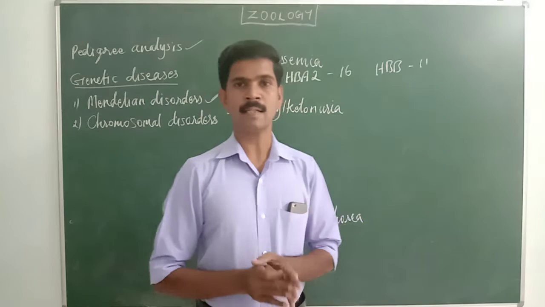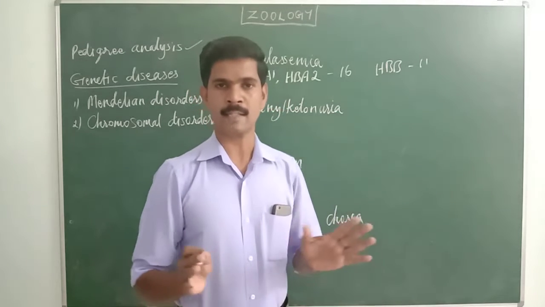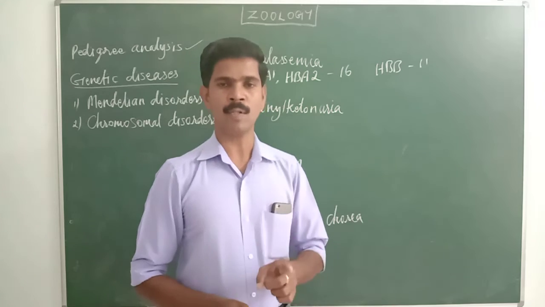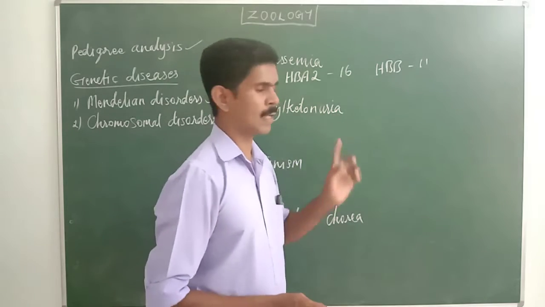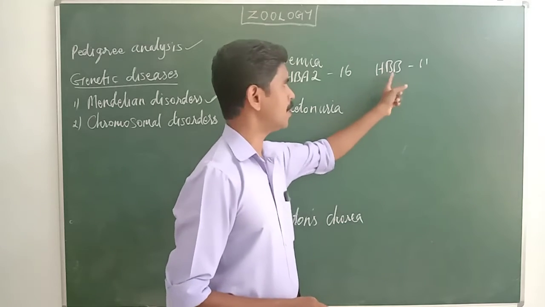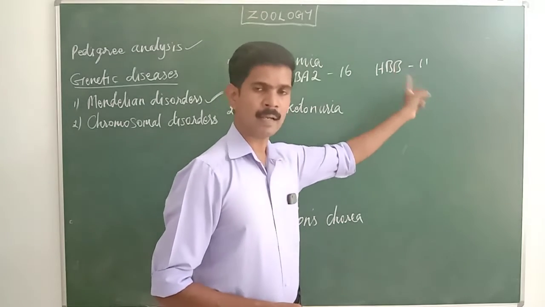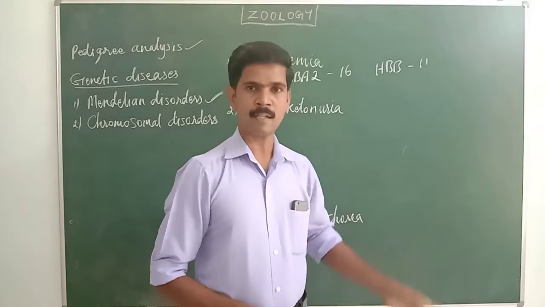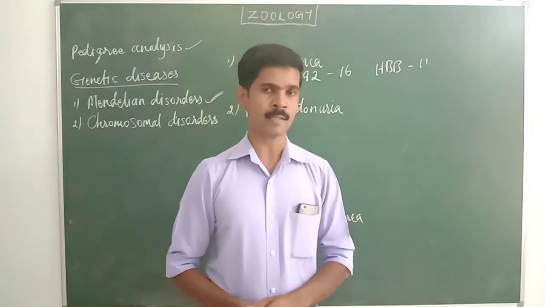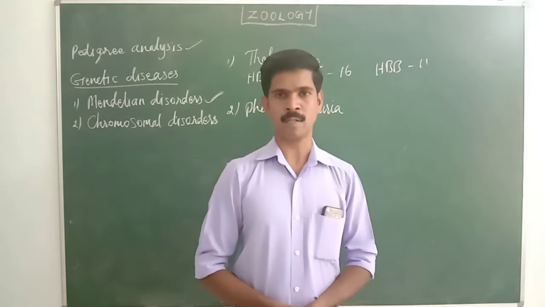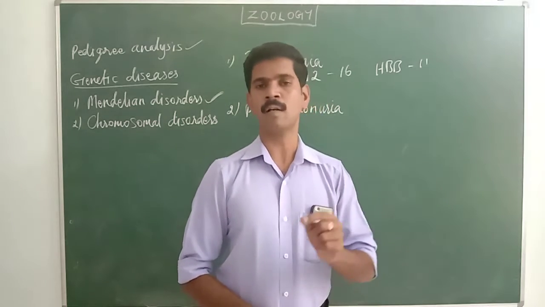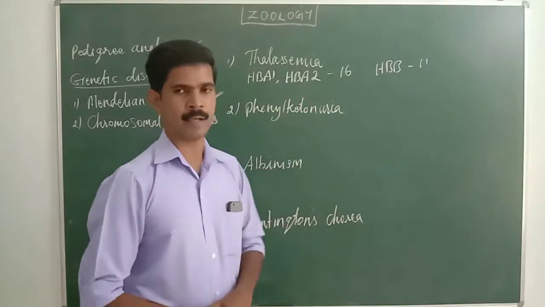So there are 3 genes responsible for thalassemia. 2 genes control the alpha thalassemia, and 1 gene controls the beta thalassemia. And this beta thalassemia is controlled by the HBB gene. It is located in the 11th chromosome, and this beta thalassemia is otherwise called Cooley's disease. So this is a 1 mark question. Understand? Hope you all understood all these points about thalassemia.